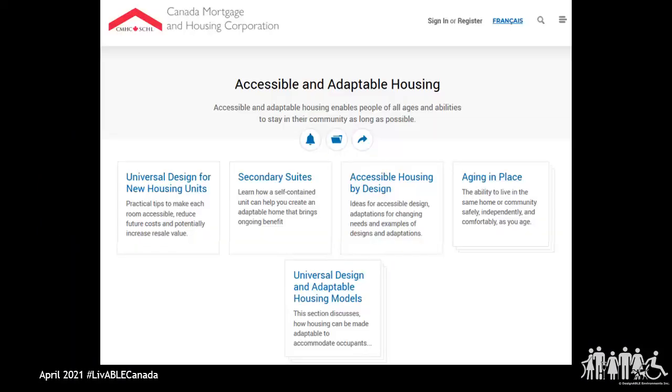So here's the website for the Canada Mortgage and Housing Corporation about accessible and adaptive housing, and you can see that there's categories for all kinds of information, great drawings, great research. I encourage you to check this out.